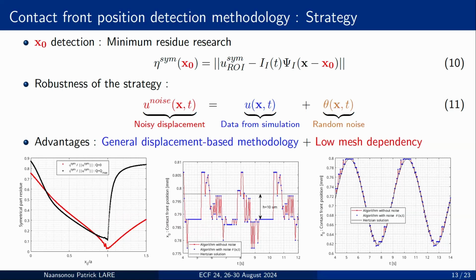So the methodology is general because it is based on the displacement field, and it also has low mesh dependency. To test the robustness of the strategy, we add random noise to the displacement from the finite element simulation. And we see that we are able to detect the same position. For example, the positions detected without the noise are in red, and the positions detected with noise are in blue. We can see that the positions are the same, which means that our methodology is robust.